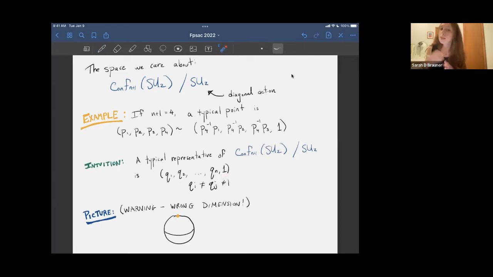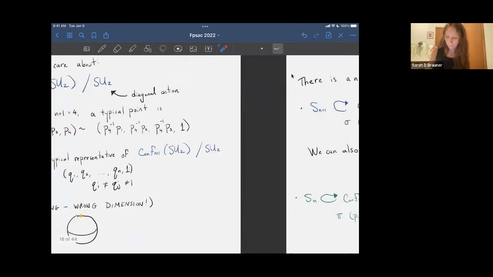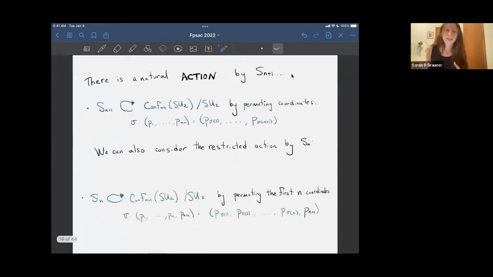So intuitively, I can't draw a 3-sphere, but if we pretend we're in the 2-sphere case for a second, I'm just saying that I'm picking n distinct points on the sphere, and I'm not allowed to pick the North Pole. Okay. So the reason to study this space is that it has two very natural actions. One is by S_{n+1}. So this space is comprised of n+1 tuples, and I can permute the coordinates. Okay, so that gives me an S_{n+1} action.